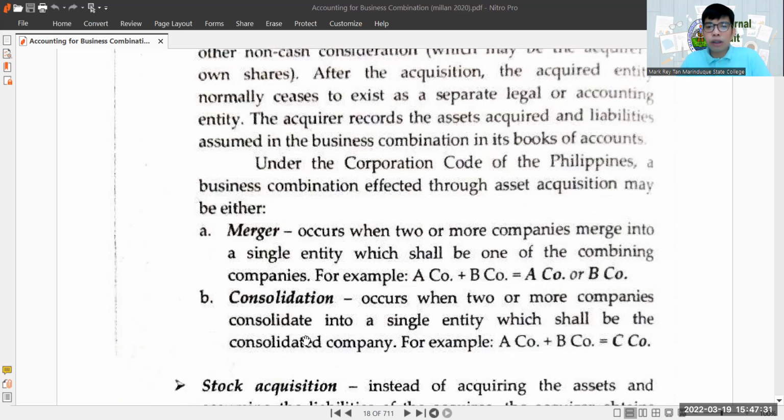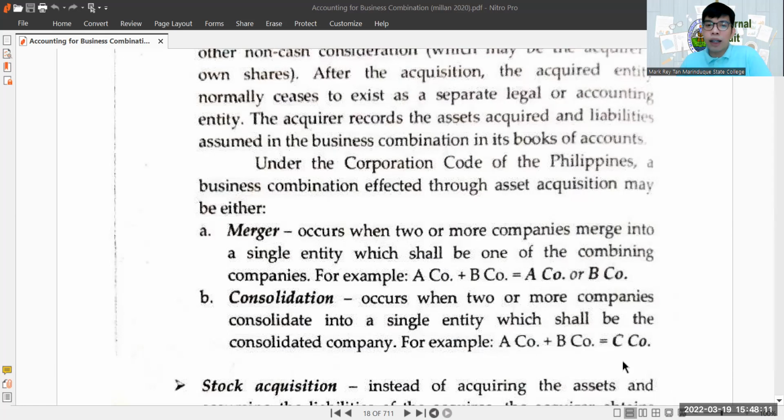Pagdating naman sa consolidation class, so ang ating representation is A company plus B company equals C company. So ibig sabihin nag-produce ng bagong company. So parehong na-dissolve yung mga previous companies and then nag-form sila ng bagong company or corporation. So dito class, ano lang naman siya, it's more of a name. Kumbaga, when it comes to name, parang A company plus B company equals C company. So bago na yung name nila. Pero of course, when it comes to the employees and the management, most likely sila pa rin naman yan.